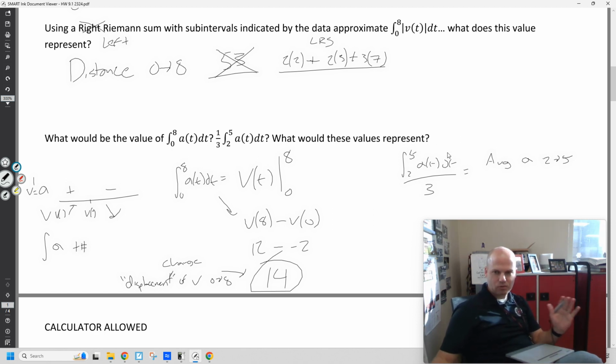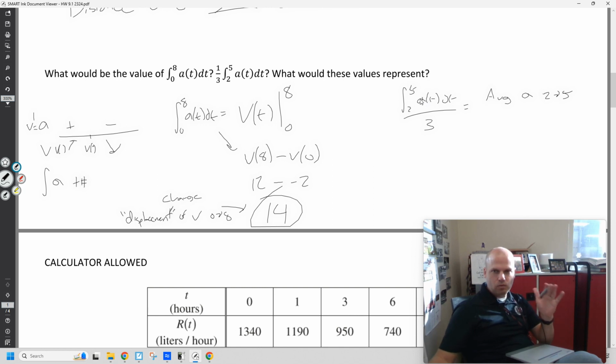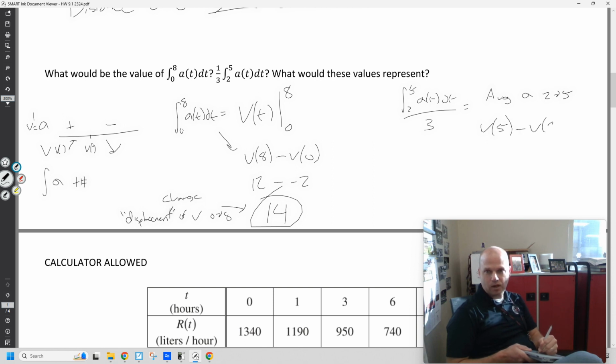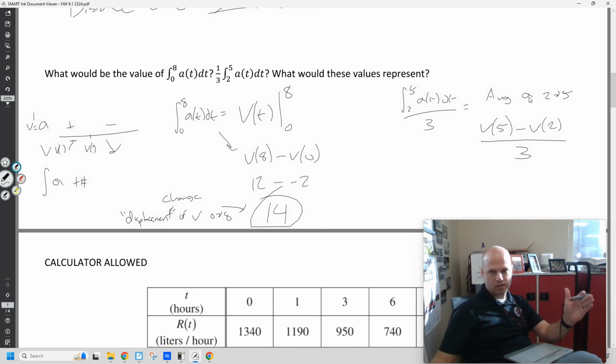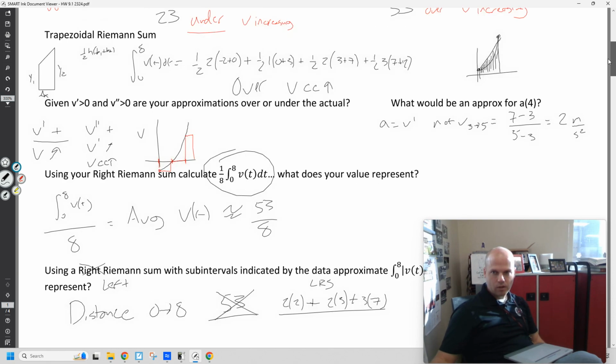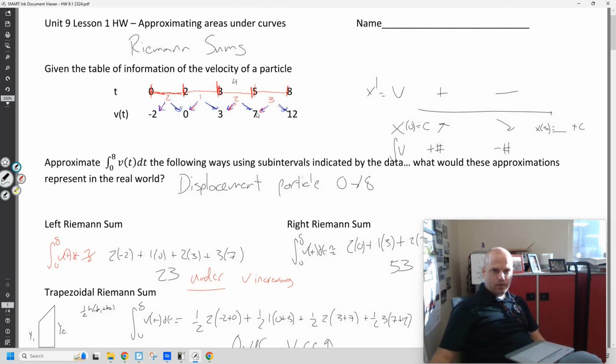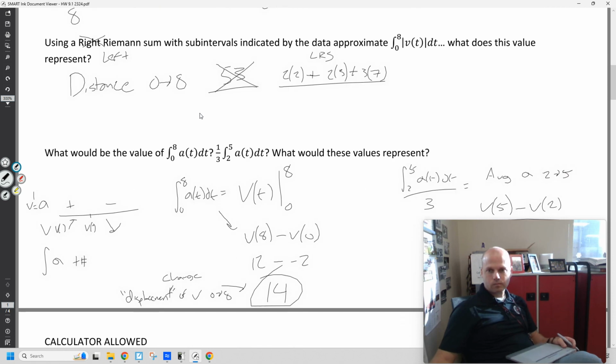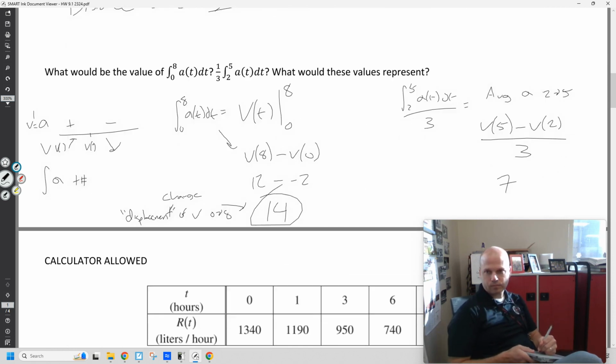Maybe that makes sense to you. Don't worry about it if it doesn't. If you don't have information to provide to get this, if you can't plug this into your calculator, if you don't have a calculator, look to take the antiderivative and find the displacement of velocity. This is going to be the average rate of change of velocity, and a rate of change of velocity is an acceleration. So this is an average acceleration. V of 5 is 7, V of 2 is 0. So this is 7/3.